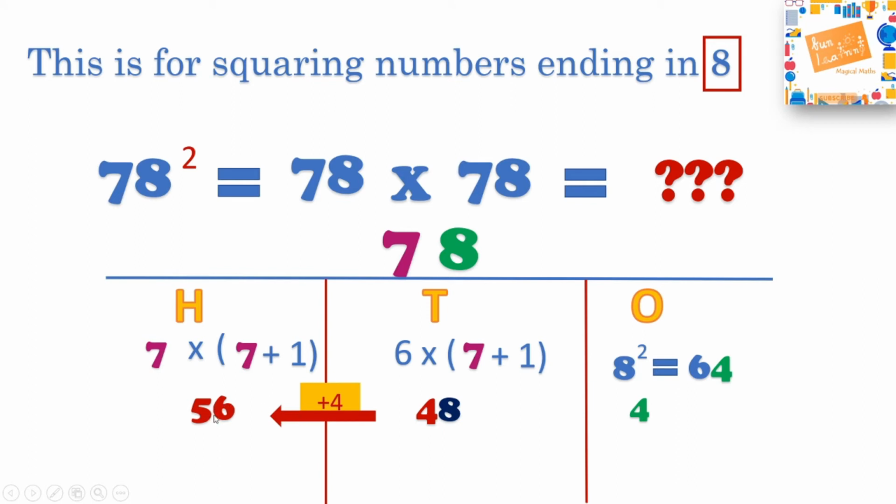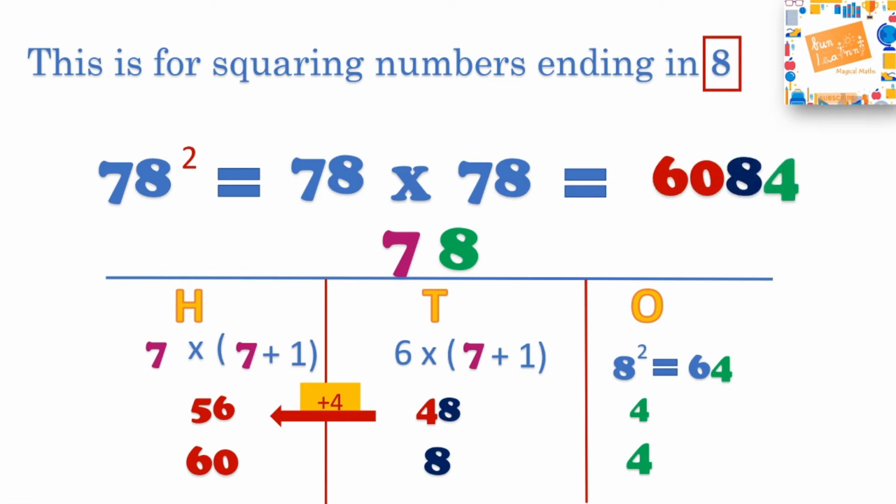So we'll add it up to hundreds place, and finally what we are left with is 60 in hundreds place, 8 in tens place and the 4 in ones place that we had discussed earlier. So the correct answer to 78 square is 6084. Why don't you try it on the calculator and you will validate that this is the correct answer.